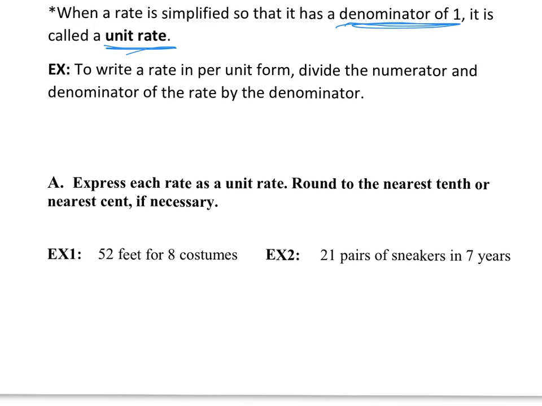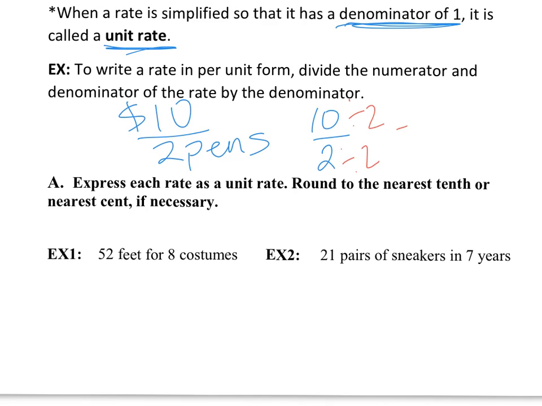So in other words, if I were to have something such as $10 over 2 pens, because those are two different units of measure, we have money and we have an object, a pen. We take the denominator, which is 2, and we divide it top and bottom because I want my denominator to be 1. So it's $5 for 1 pen. And this is my unit rate.